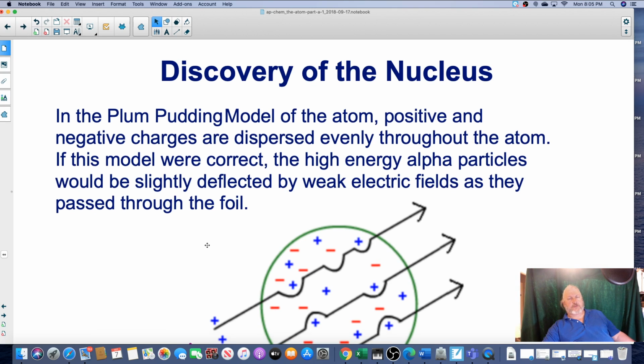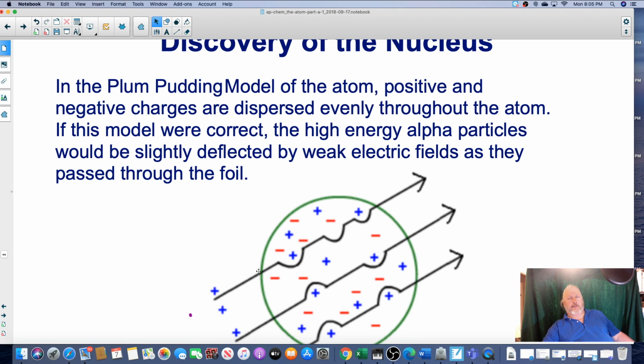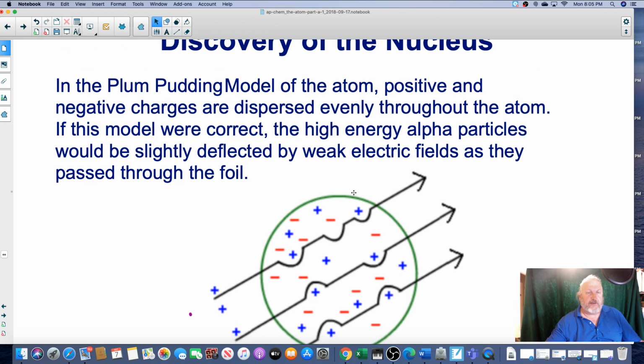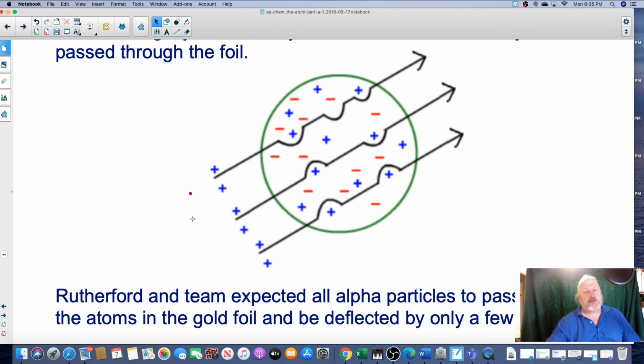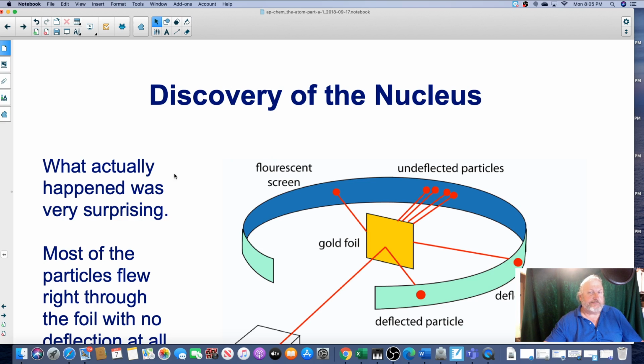So, if this was the plum pudding model, the positive and negative charges would be evenly distributed throughout the atom. So if this is correct, these alpha particles would be slightly deflected by these weak electrical fields as they pass through the foil. So he expected all the alpha particles to pass through the atoms in the gold foil and be deflected by not very much, a couple of degrees.